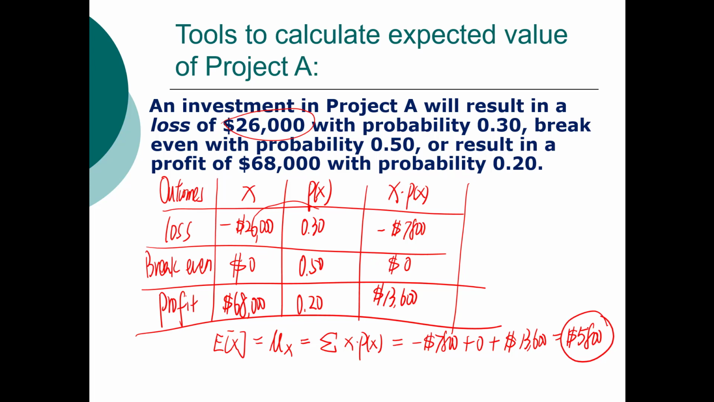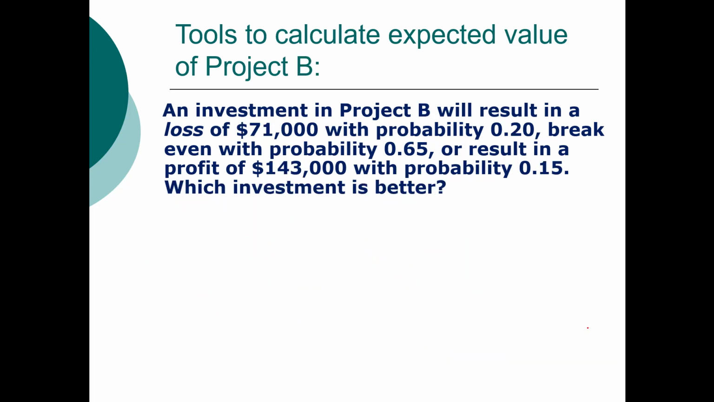Now let's take a look at project B. So for project B, investment in project B will result in a loss of $71,000 with probability of 0.20, break even with probability of 0.65, and a profit of $143,000 with probability of 0.15. Still, we're going to multiply this to get a result. So first of all, we're going to create a table, just like before. So this is for project B.